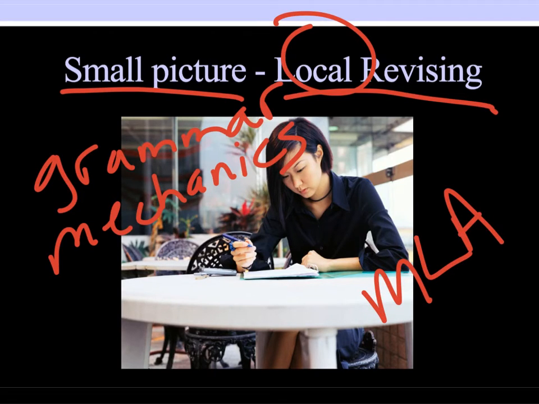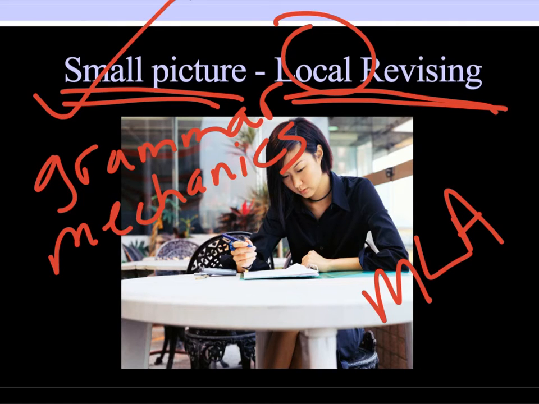All of these little items should be checked after you've done the global revising. If you check the small picture first and then make changes to the big picture, you're going to have to check the small picture again. During your global revisions, you may accidentally create a run-on sentence. By saving the local revisions for the end, you only have to check the small picture once.